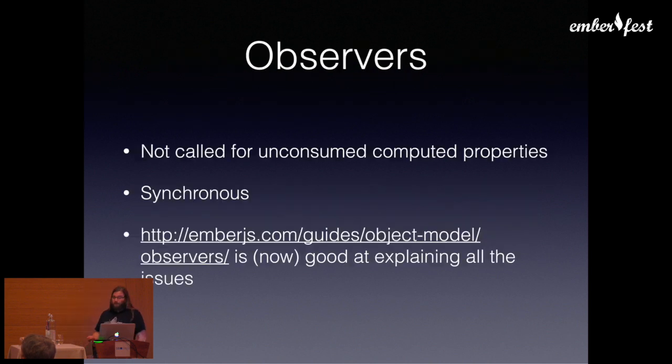Observers. There are some issues with observers that are quite subtle. They're not called for unconsumed computed properties. So if you've never called .get on a property, or got it in an init, or put it in a template, observers will never fire. They're also synchronous, whereas a lot of stuff in Ember is async, and that can lead to observers being fired multiple times in a lot of circumstances. The guide is really good. It goes through all these problems in detail, so it's worth checking out.